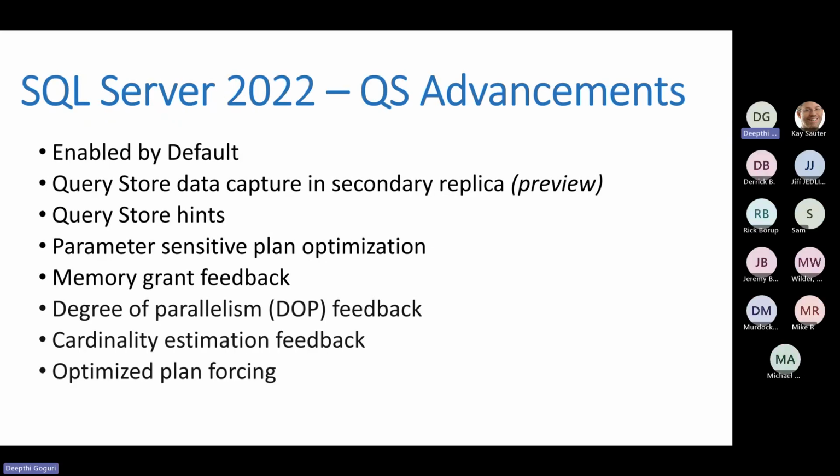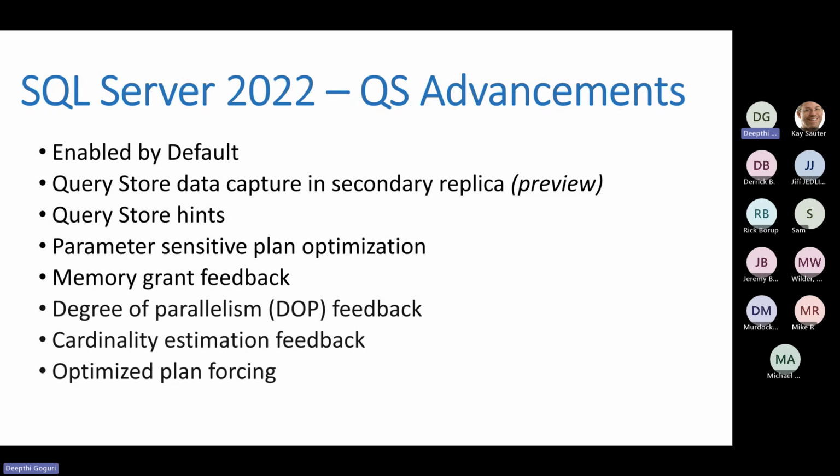We have discussed the query store advancements, a couple of them in the previous slides, but the additional ones that I didn't talk about are if you're having availability groups, Always On availability groups. Before SQL Server 2022, you do not have an option to capture the data on your secondary replicas. But with SQL Server 2022, you can also have the data captured on the secondaries.